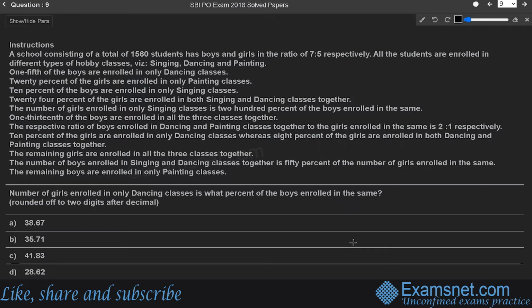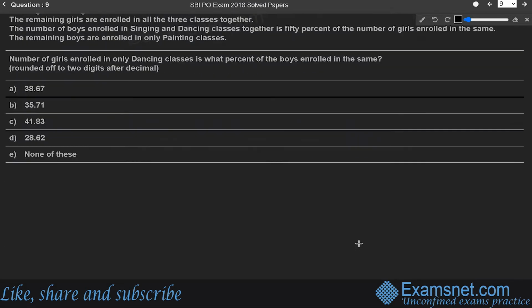Again, the question has the same directions, and here the question is, number of girls enrolled in only dancing classes is what percentage of the boys enrolled in the same. We know that the number of girls who are only enrolled in dancing classes is 65 and the number of boys enrolled in dancing classes is 182.